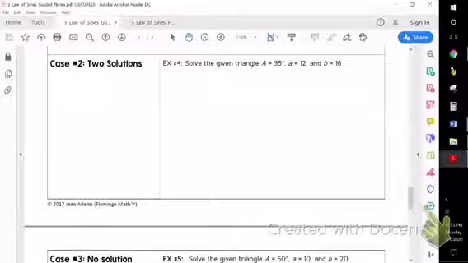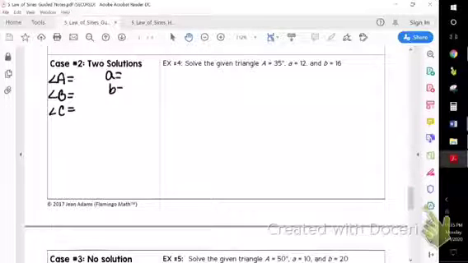Okay, example 4. It tells us to solve the given triangle here. And so I'm going to go ahead and set up. They tell me that angle A is 35 degrees, side A is 12, and side B is 16.